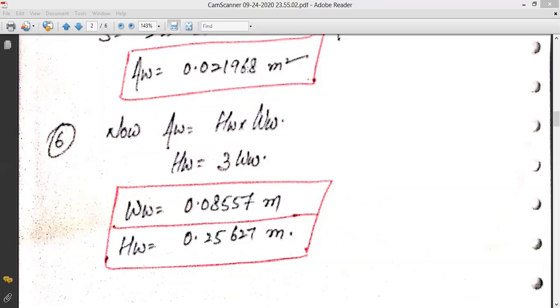So anybody got this value after separation? Got it? Okay, very good. Vinayak, you got the value that WW is equal to 0.08577 and HW is equal to 0.25627. Is anybody else got this value? Yes, sir, there is a slight difference. Tell me. It is 0.2567. No issue at all. In my case the value is 0.256 and in your case it is 0.257, so it is almost equal. No issue at all.